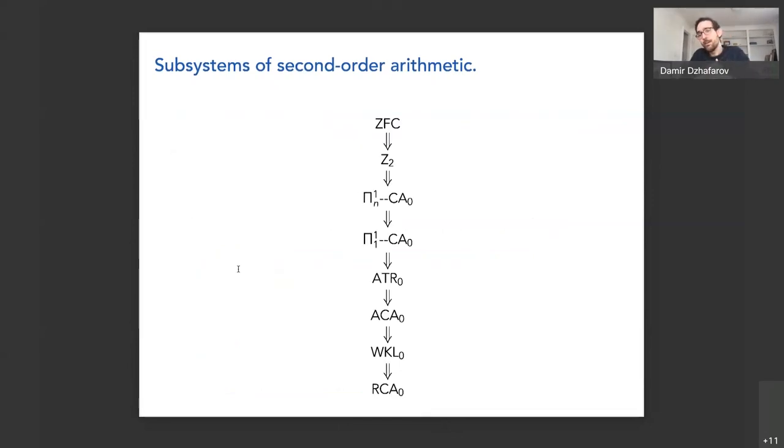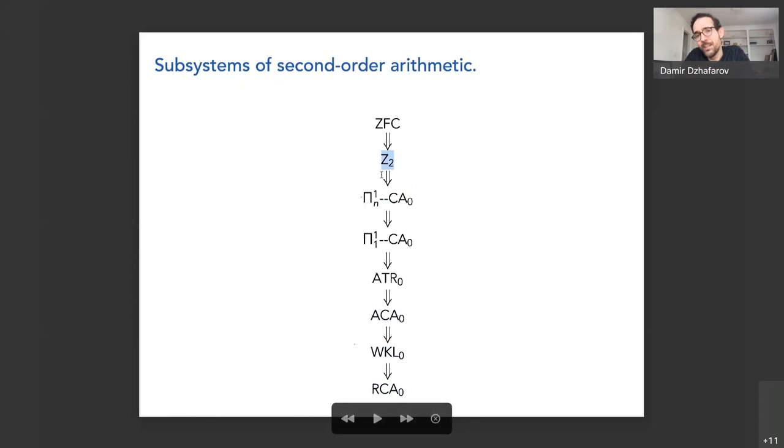So here is how they line up. You have RCA naught all the way at the bottom. It's a relatively weak system. It's quite close to a kind of constructive mathematics. It's not quite constructive, but it's computable mathematics with a kind of strong constructive aspect. Above that, you have WKL naught, ACA naught, ATR naught, Pi 1 1 CA naught. You can go all the way through different levels of the set quantifiers.